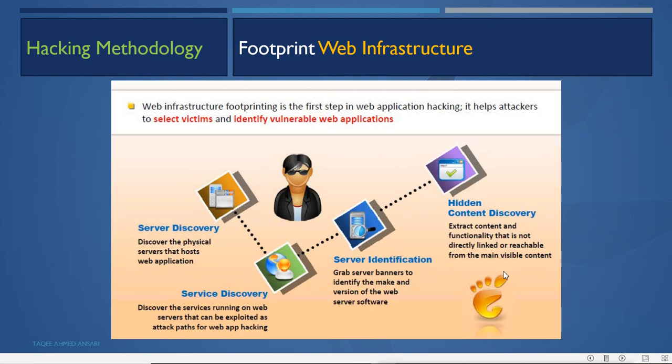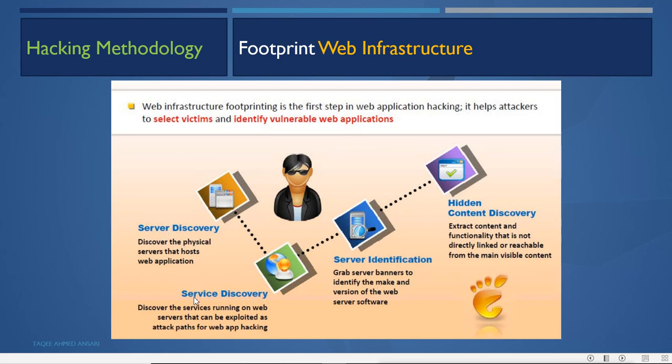Now, web infrastructure footprinting is the first step in web application hacking, and it helps attackers to select victims and identify vulnerable web applications. So what does the attacker do first? Server discovery. Discover the physical server that hosts web applications. So first we should discover the server which is actually hosting the site or application.